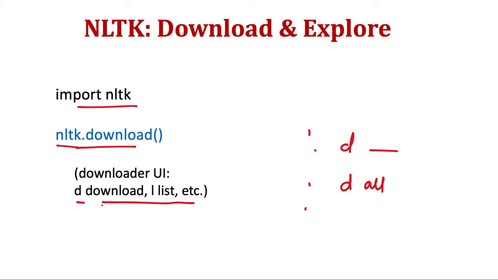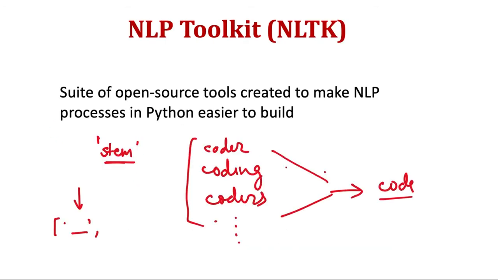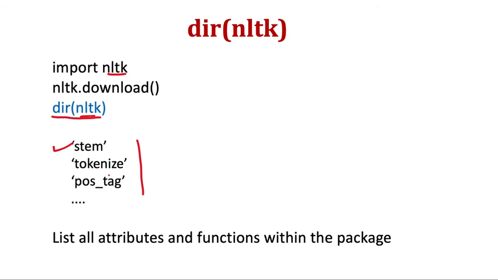So first let's see. And then once you have done downloading, you want to see what are the available functions and attributes present in this package. You can write dir nltk. So you need to import that, then download, and then it will pop out a list of various functions like stem. As I have explained, this is called stemming because it stems these words to their root words. And then tokenized, and then POS tag, it stands for parts of speech tagging.